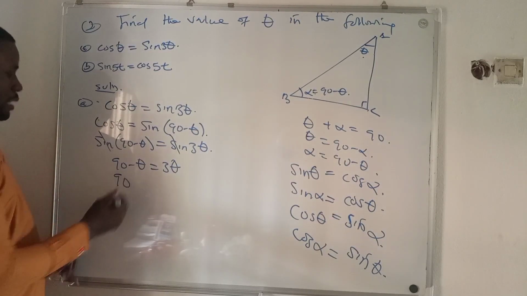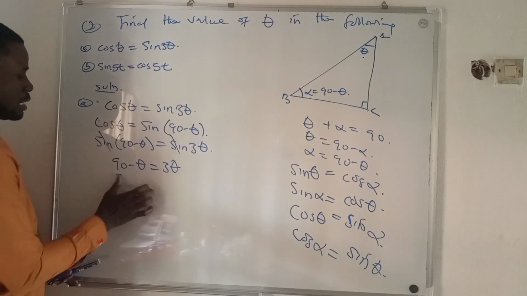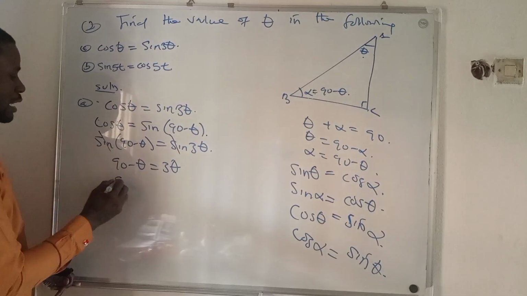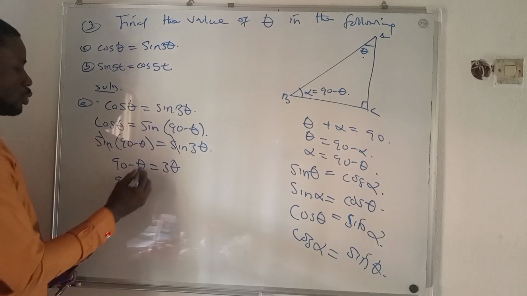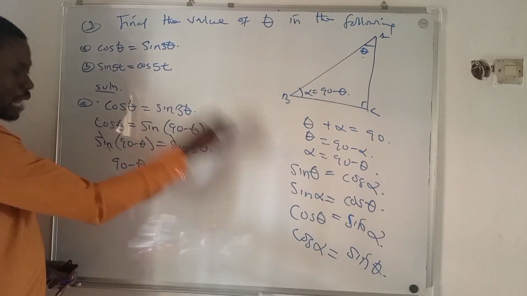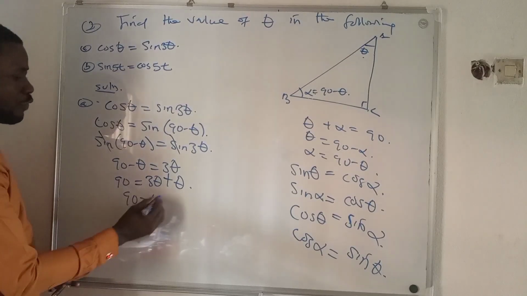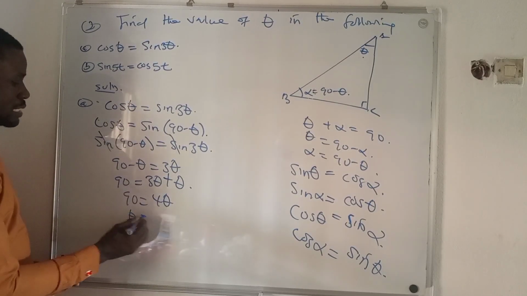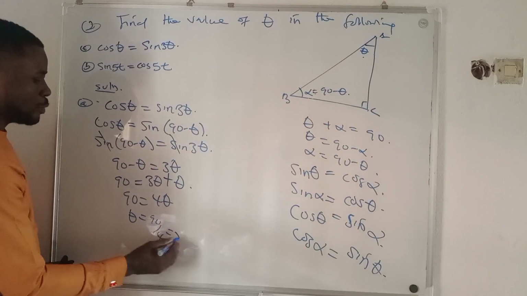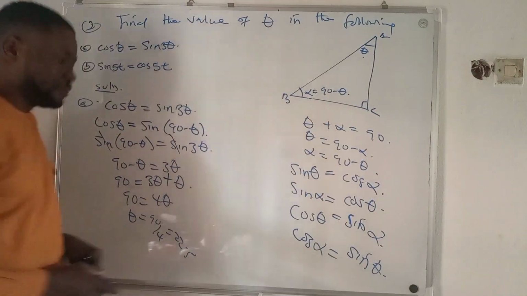Now you make theta the subject of the formula. You have 90 at the left hand side, that will be equal to 3 theta. This theta goes to the other side, becoming plus theta, so that you have 90 equal to 4 theta. So that theta itself will be 90 all over 4, and that will be 22.5 if you divide that.